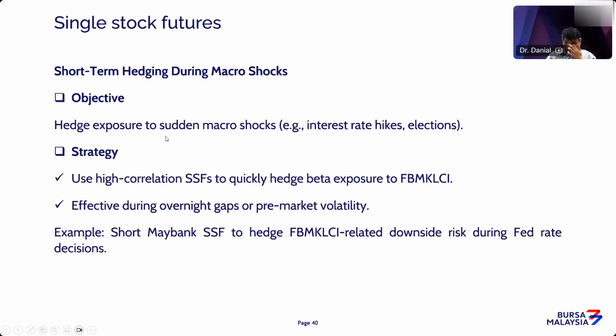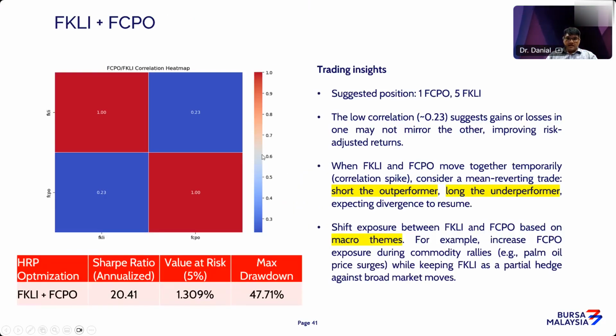Then short-term hedging during macroeconomic shocks. What we are trying to do is hedge exposure to sudden macroeconomic shocks. We can use high correlation SSF to quickly hedge beta exposure to FBM KLCI, and it's also very effective to cover yourself during overnight gaps. For example, you can short Maybank to hedge FBM KLCI related downside risk during the Fed rate decision. It was just last month.